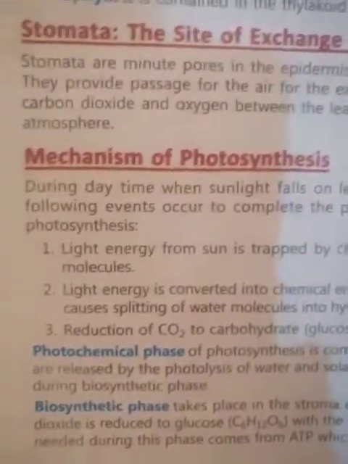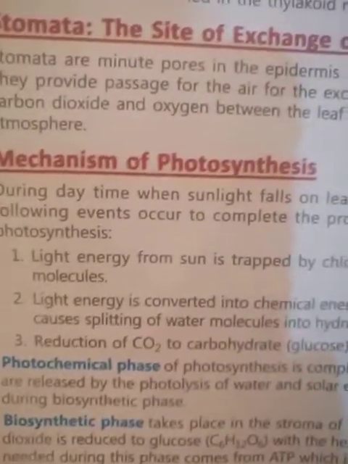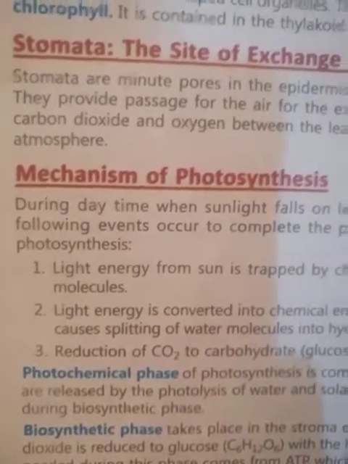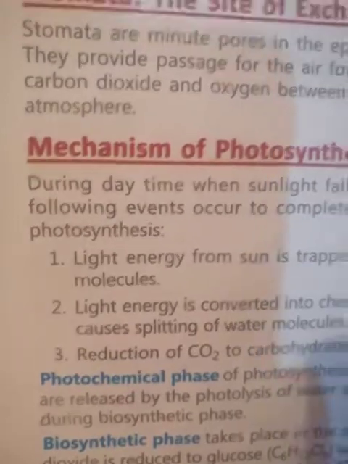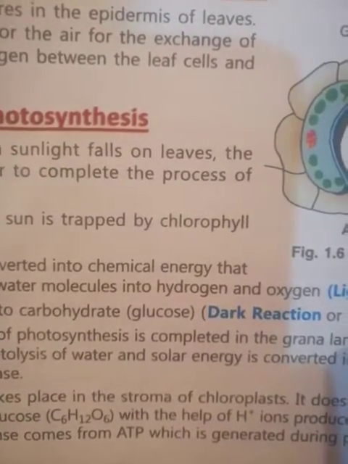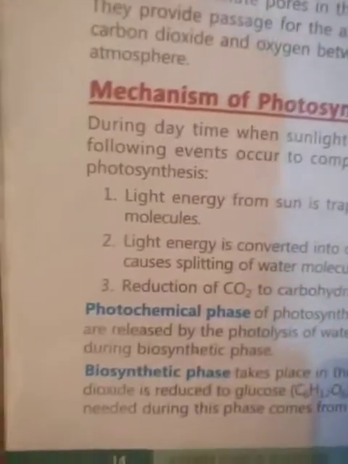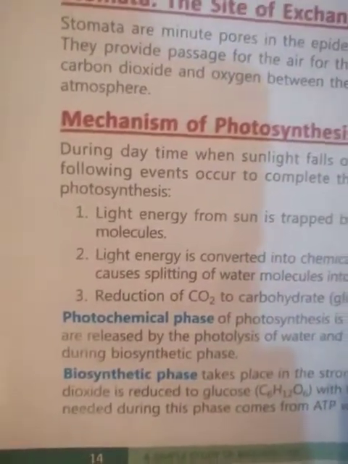Mechanism of photosynthesis. How the photosynthetic process carries out. During the daytime, when sunlight falls on leaves, the following events occur to complete the process of photosynthesis.